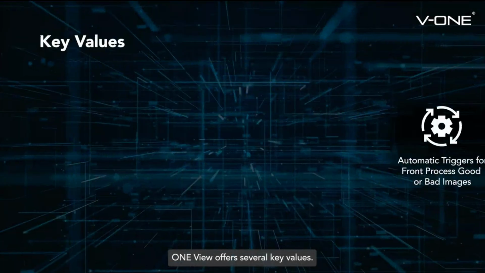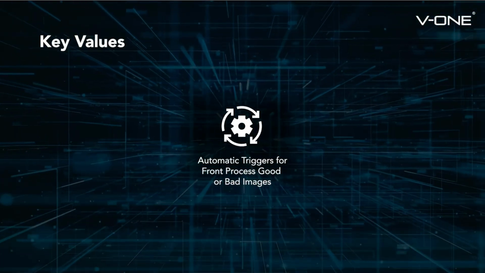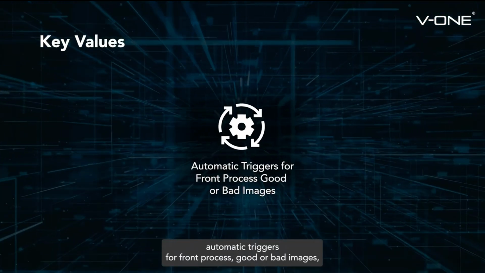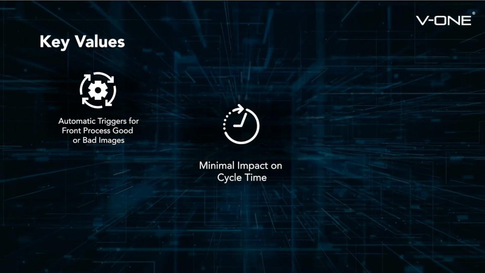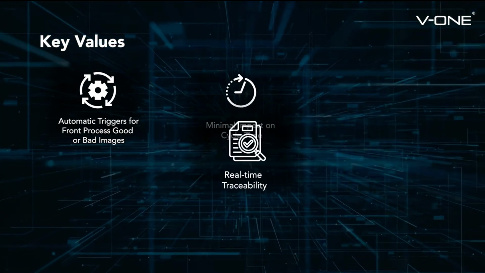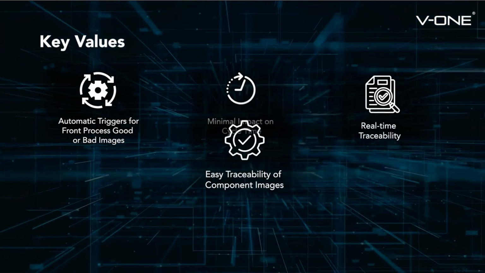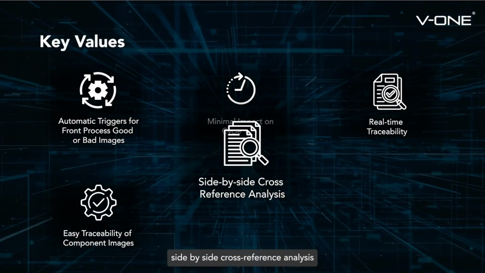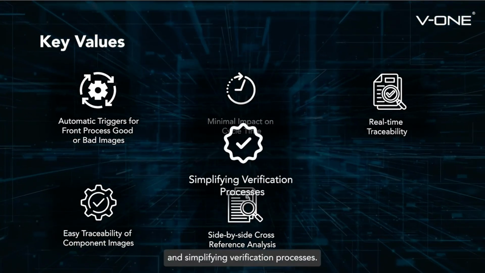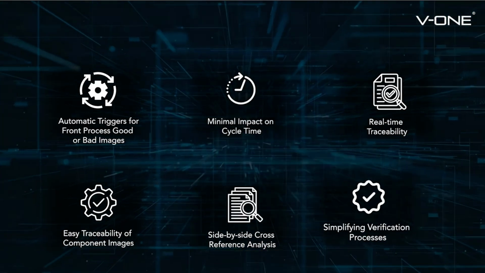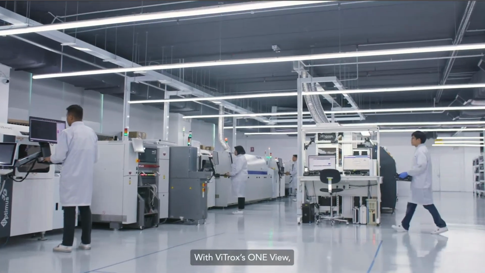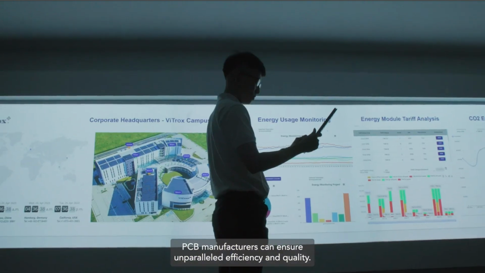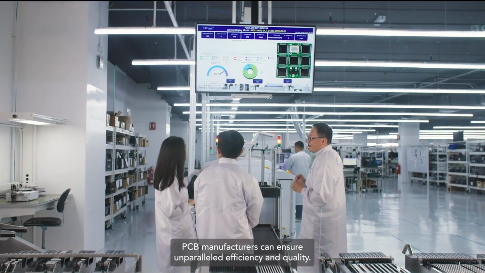OneView offers several key values. It possesses automatic triggers for front process good or bad images, minimal impact on cycle time, real-time traceability, easy traceability of component images, side-by-side cross-reference analysis, and simplifying verification processes. With ViTrox's OneView, PCB manufacturers can ensure unparalleled efficiency and quality.